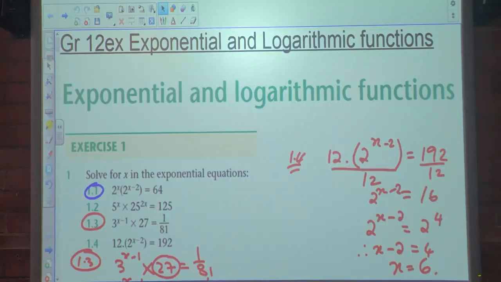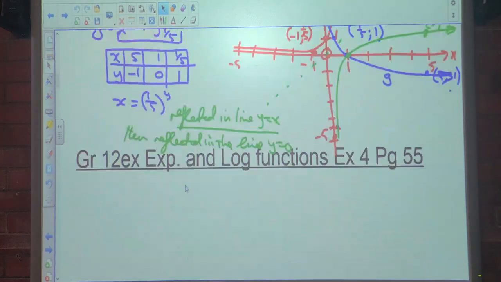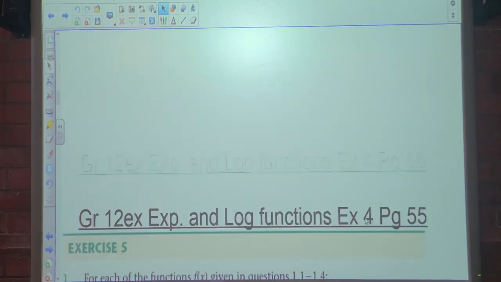Okay, good morning class. So today we're going to look at exponential and logarithmic functions. We're looking at exercise 5, and exercise 5 is on page 56.